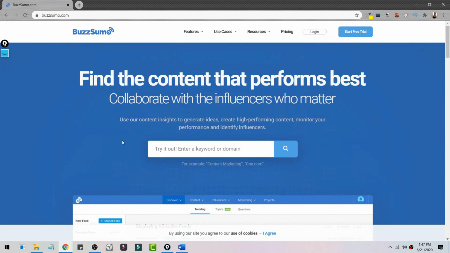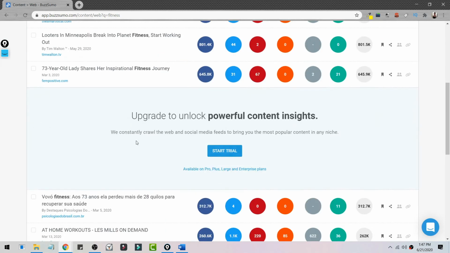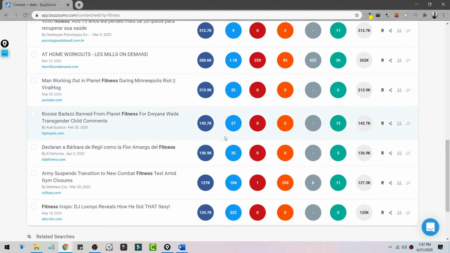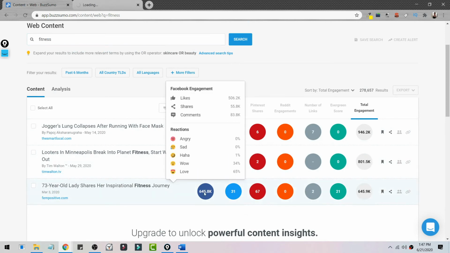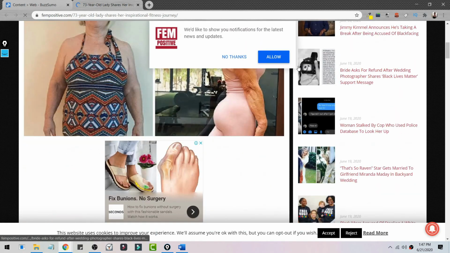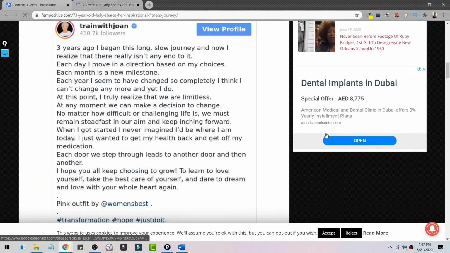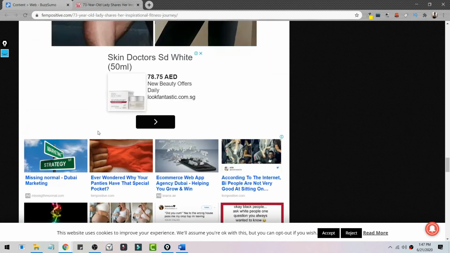So let's say you're typing about fitness. Just search over here, and as you can see right now, "Jogger's lung collapse after running with face mask." You can start a free trial and unlock a lot of things, but I'm just giving you an example: "73-year-old lady shares her inspirational fitness journey." Let's open that. Imagine this one has 600k backlinks, which means this would rank high in Google. If I open it, they are making a lot of money with ads. You can see a lot of AdSense is approved, but it's not a big post. It's such a small post as well, guys.